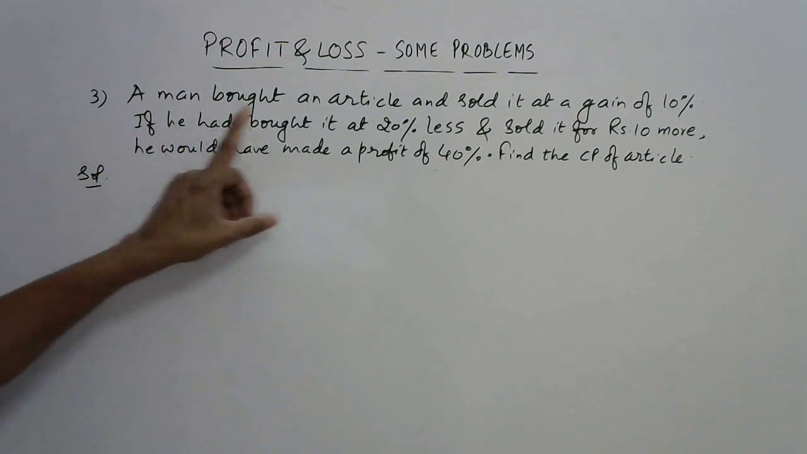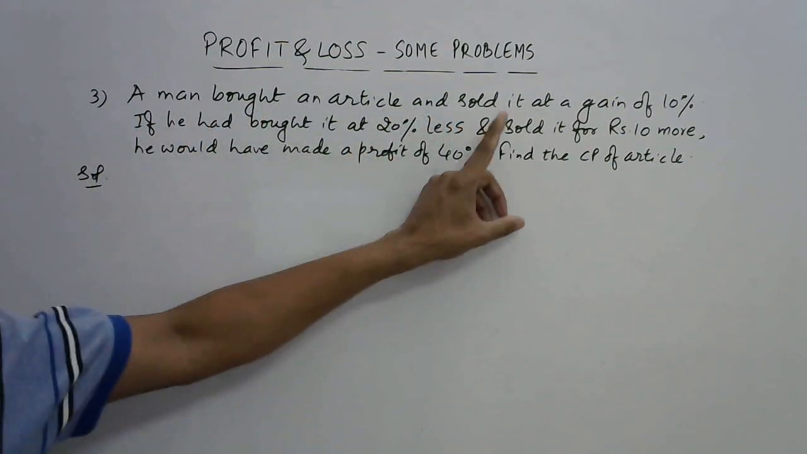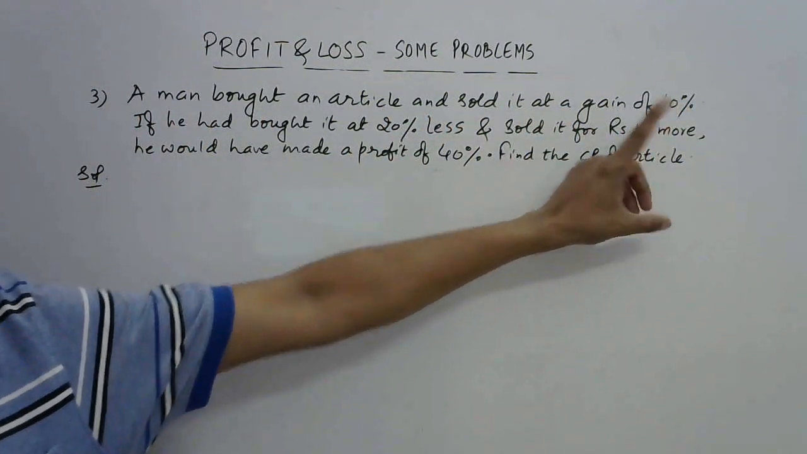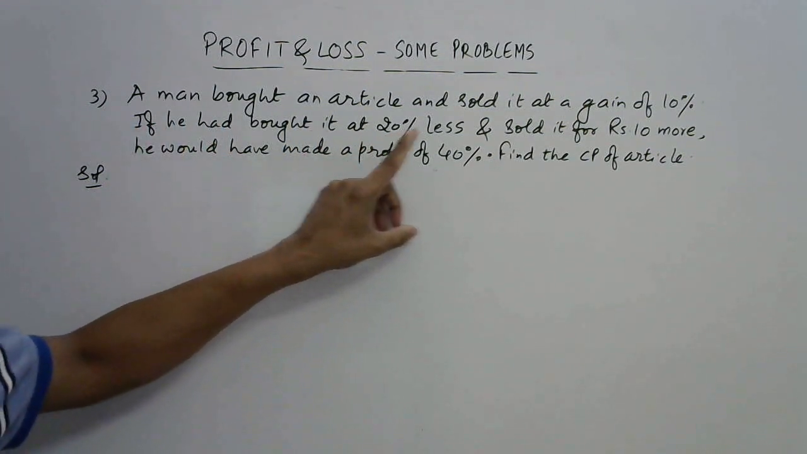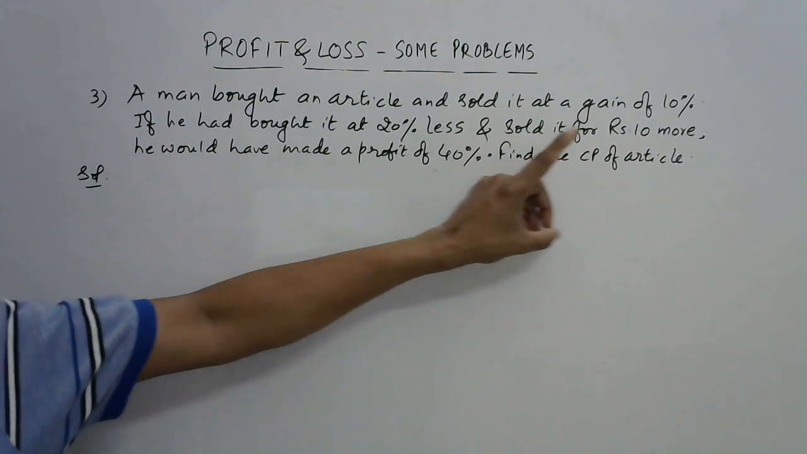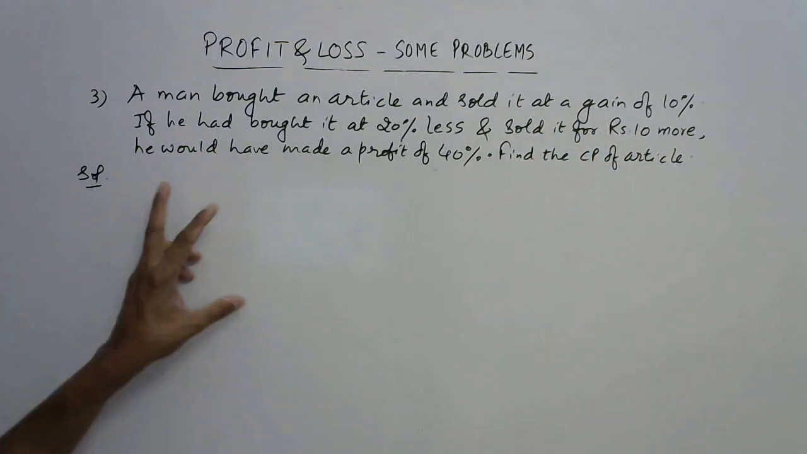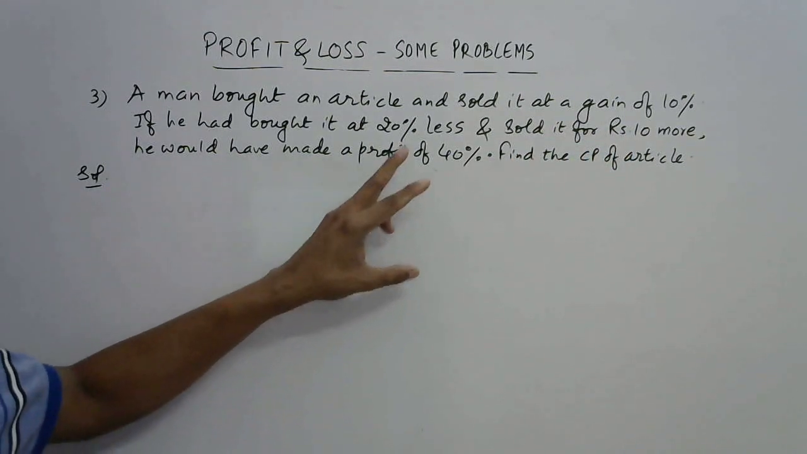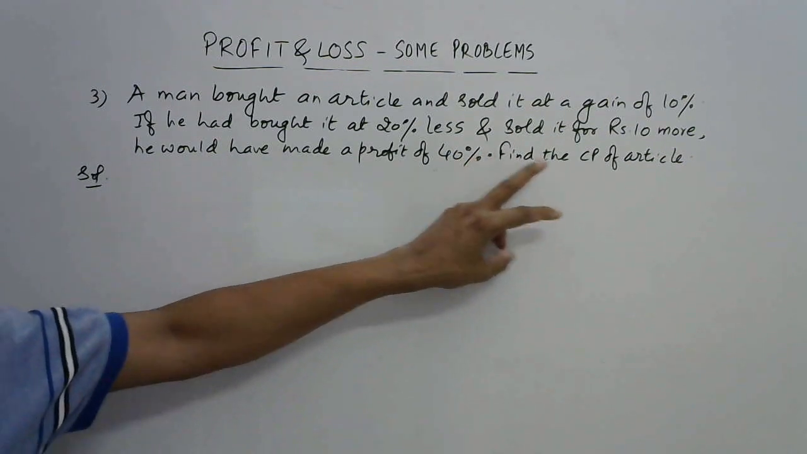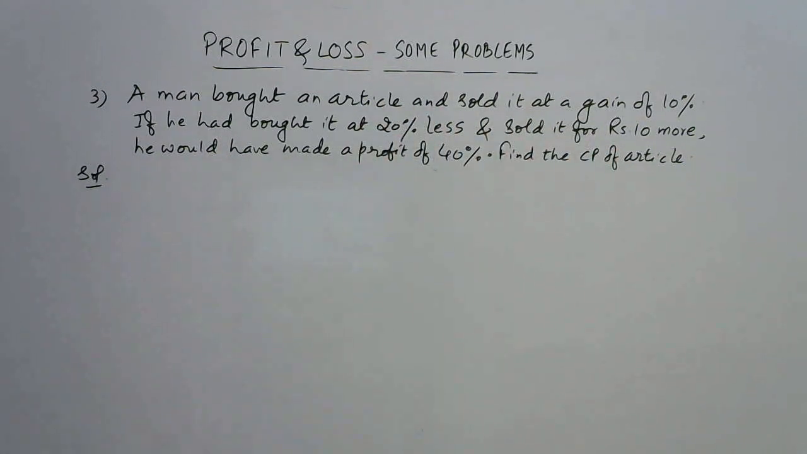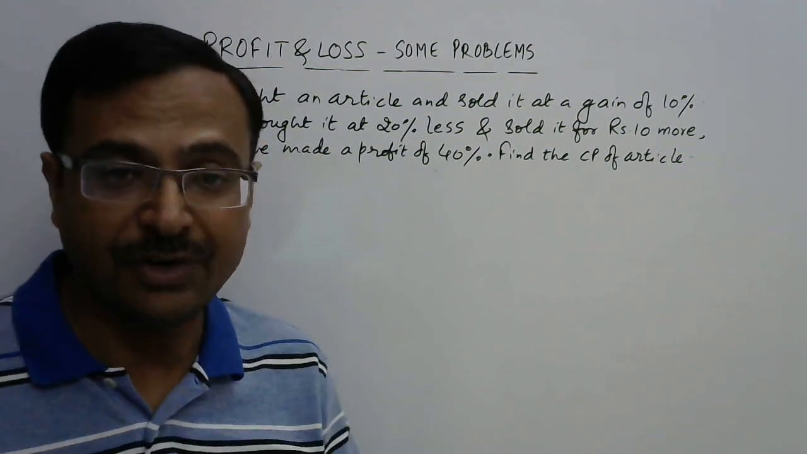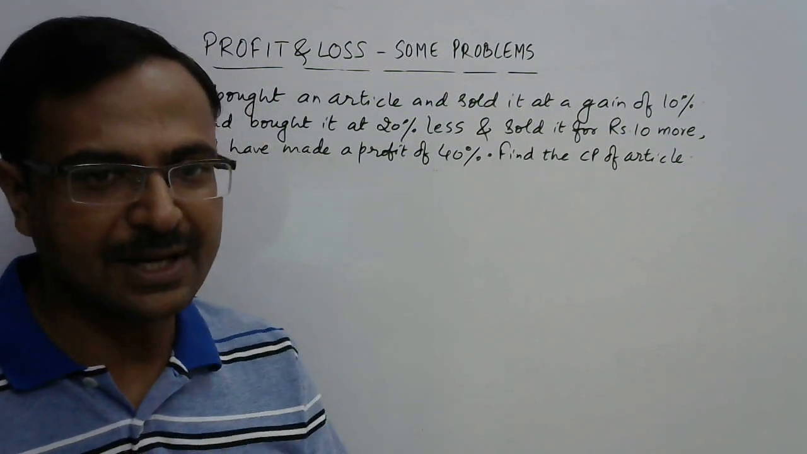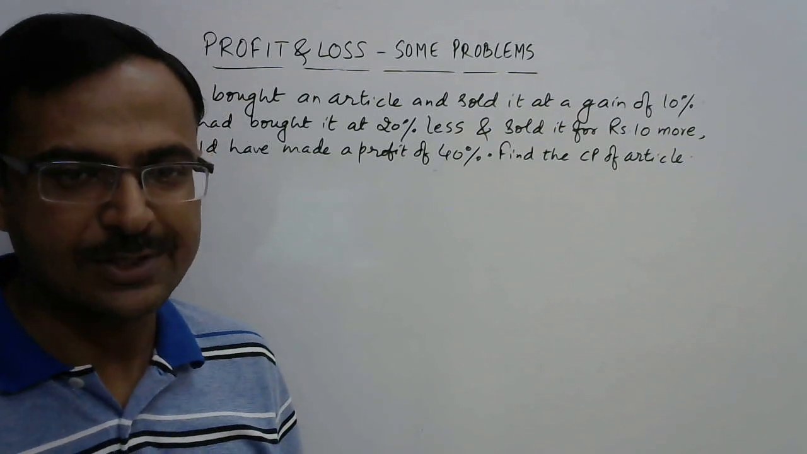A man bought an article and sold it at a gain of 10%. If he had bought it at 20% less and sold it for rupees 10 more, he would have made a profit of 40%. So you need to find the cost price of the article. Friends, a little bit difficult, but again, fundamentals of profit and loss.